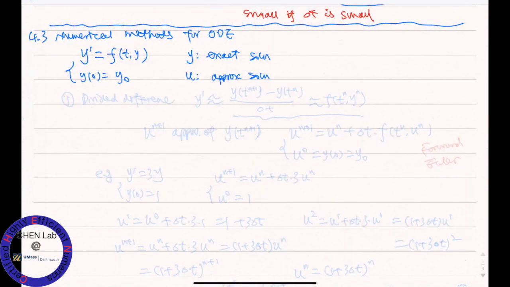So there are two things. One is the divided difference that we just explained, right? So one is that if we use the divided difference, we know that y prime is approximately equal to y at Tn plus 1 minus y at Tn divided by delta t, right? And we want y prime to be equal to f of t, y. That's the equation. So this is like f of t, y, right?